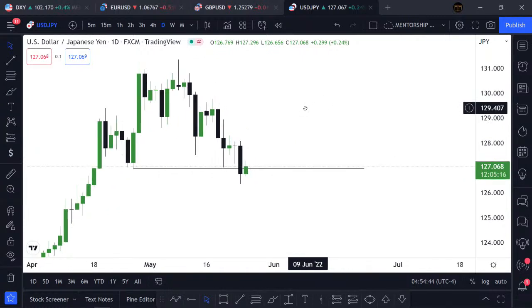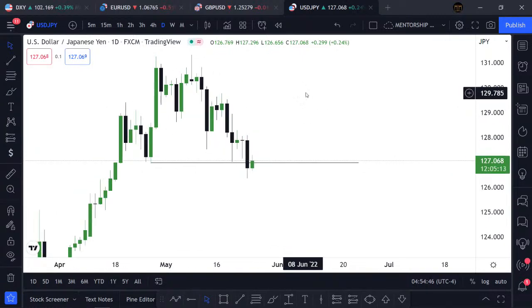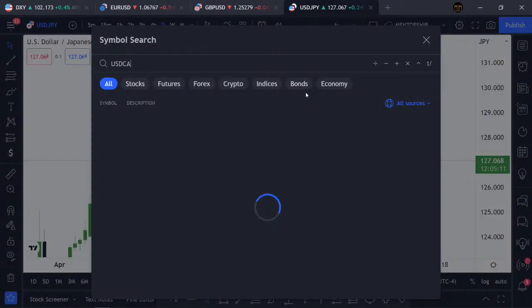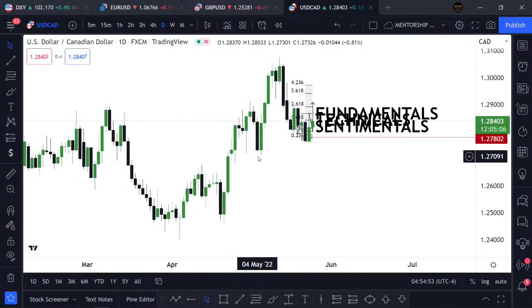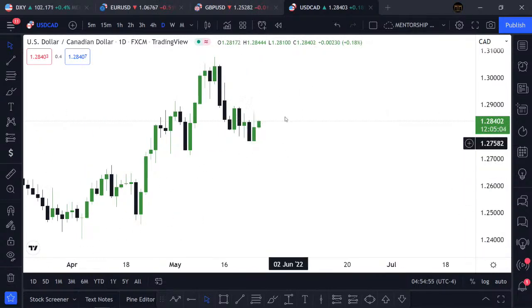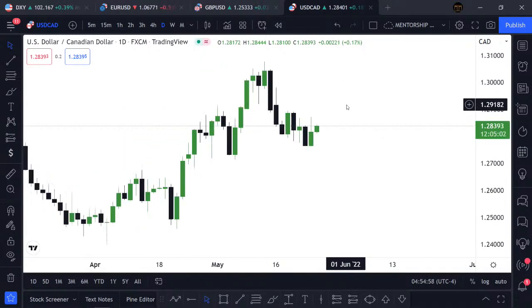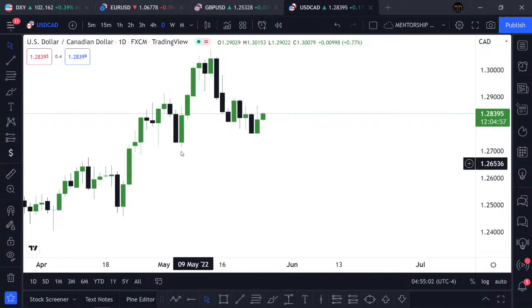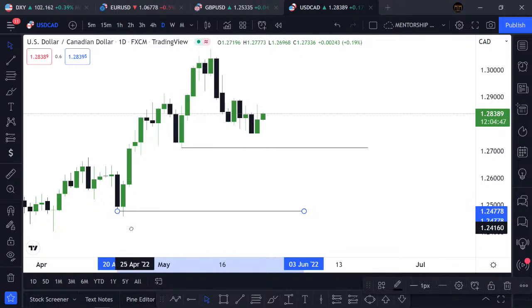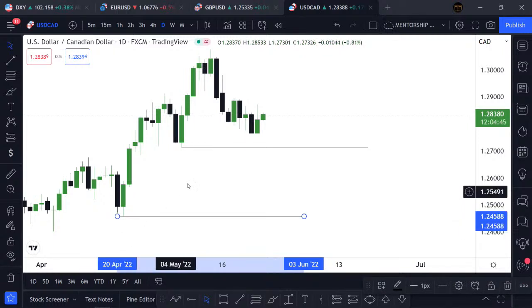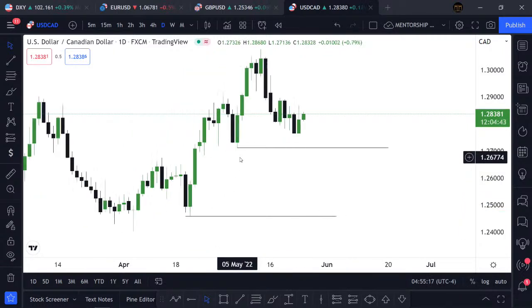Let's look at the Canadian dollar, USD CAD. On the USD CAD, we have this low and this other low here. So I have two targets. I have the first target here, which we haven't traded to, and the second. I'm only looking for swing points as my take profits.